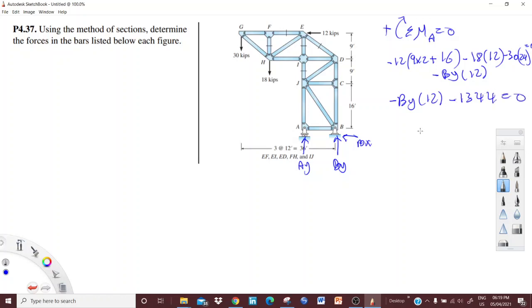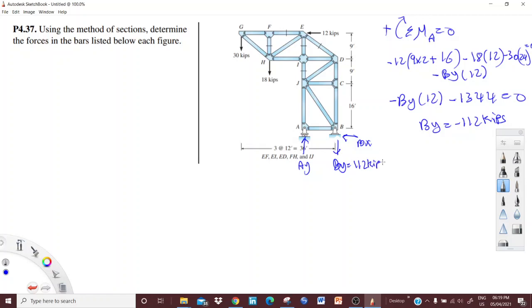So let's shift these forces to the other side, so it will be minus. So BY is going to be equal to 112 kips. It should be downward, so let's change that into downward. Let me erase it, and it is downward, which is equal to 112 kips.